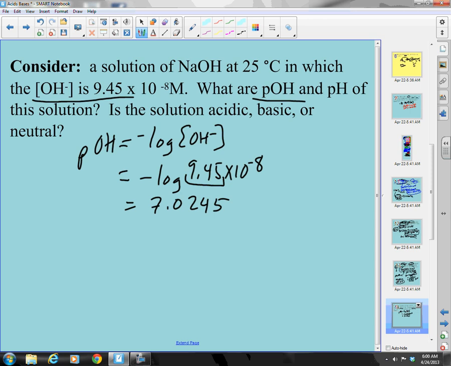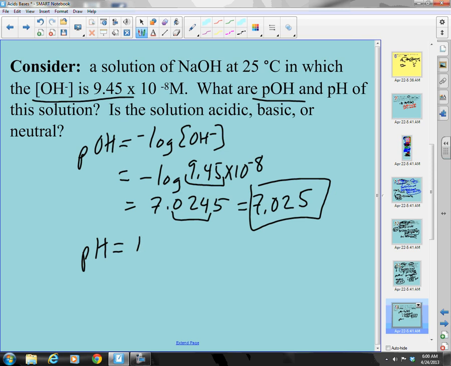How many sig figs did I have here? I had 3 sig figs. So what does that mean? I need to have 3 decimals. So my answer is 7.02 what? 5. I'm going to round that up. 7.025 is my pOH. So what's my pH? pH is going to equal 14 minus my pOH. So this is 14 minus 7.0245.